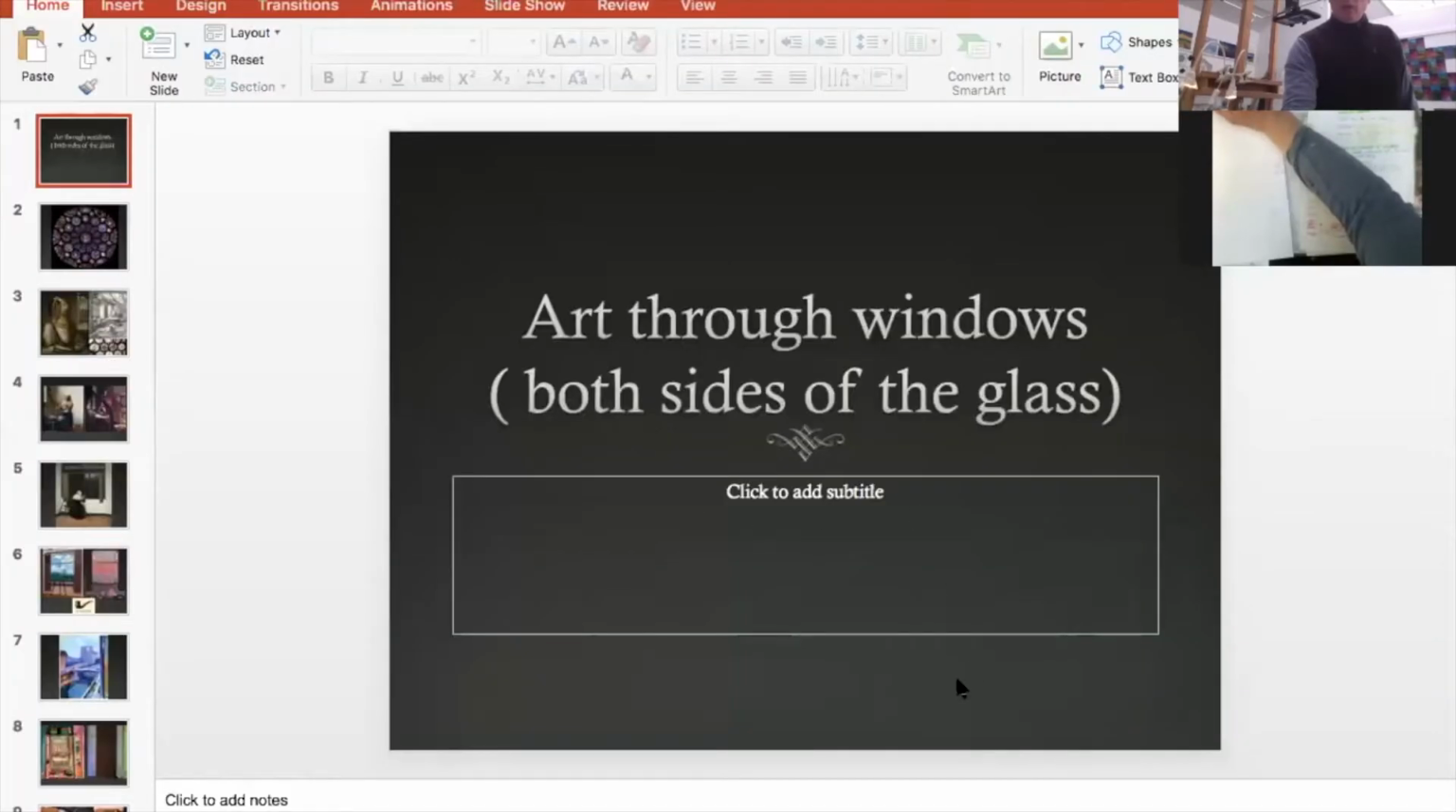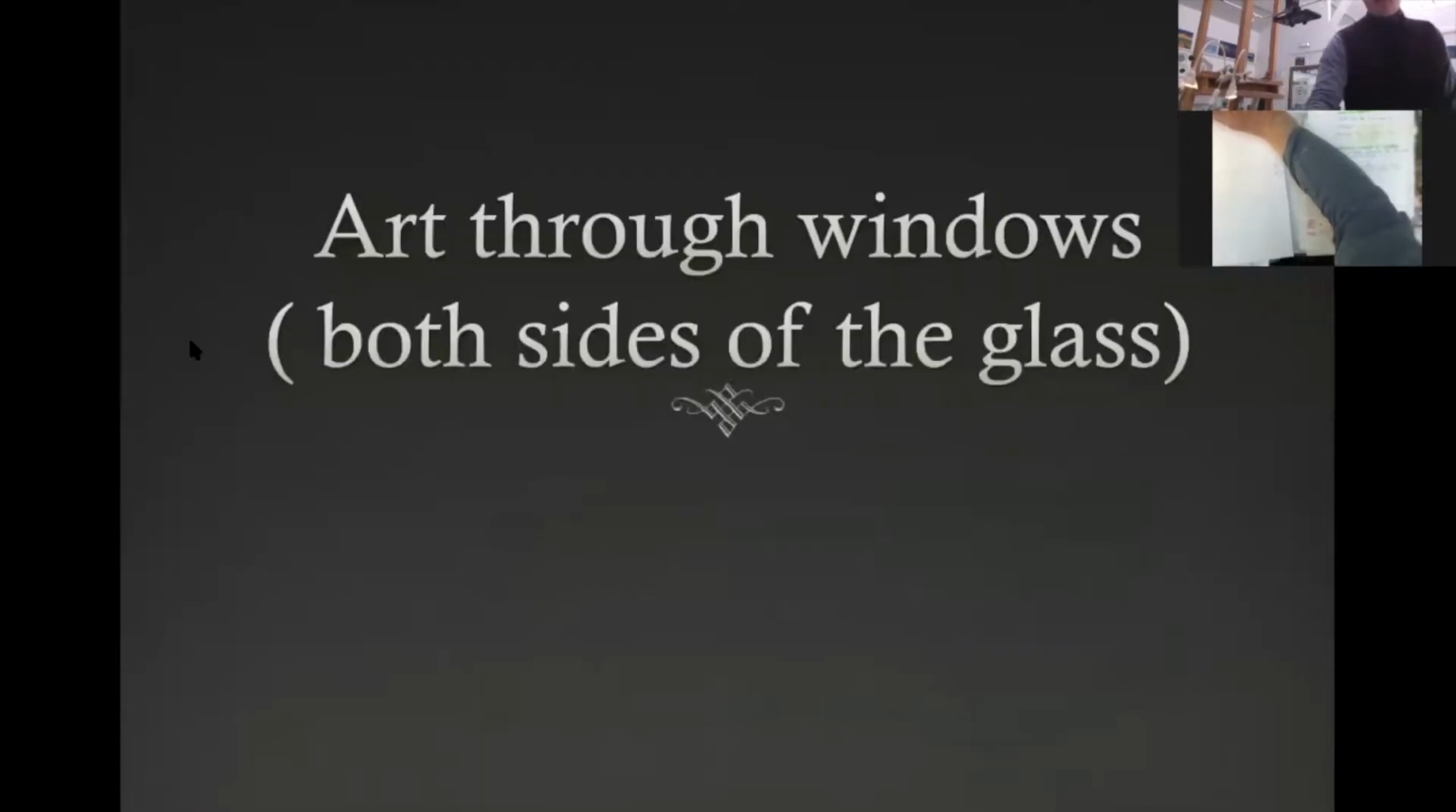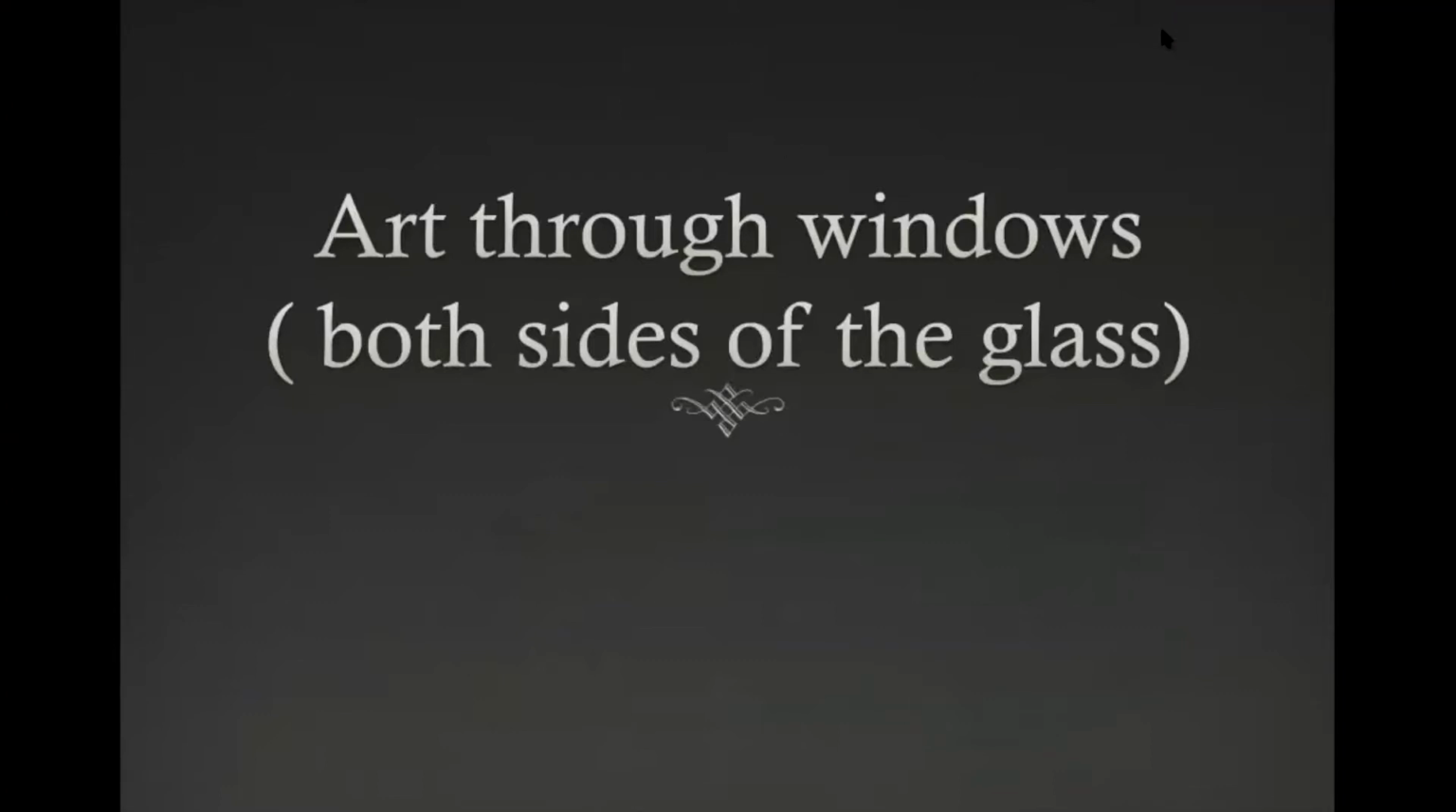So I'm going to be talking about windows, windows as used in art. There are obviously two sides to windows, the inside and the outside, and the glass in between. So there are a lot of ideas in there. We talk about windows as a motif, as a compositional tool, and as a metaphor, I guess. In the presentation, we'll be showing artists who've used them in those different contexts.